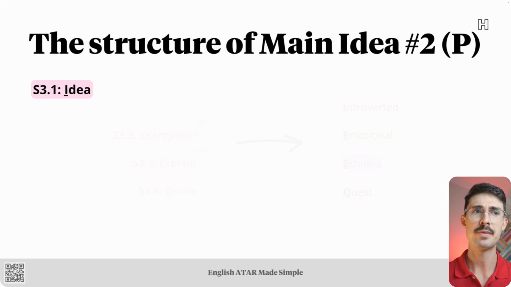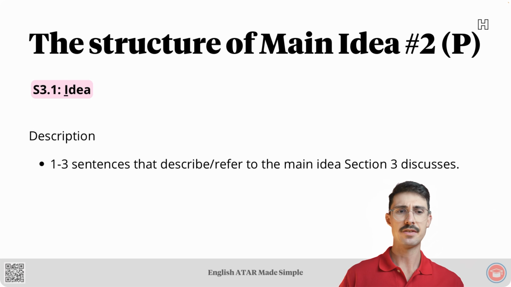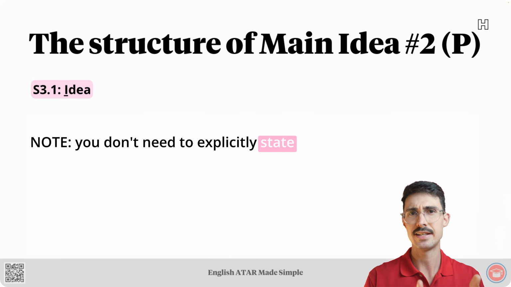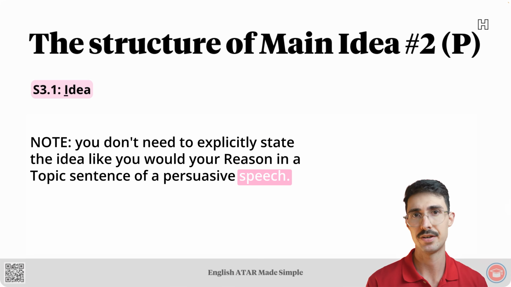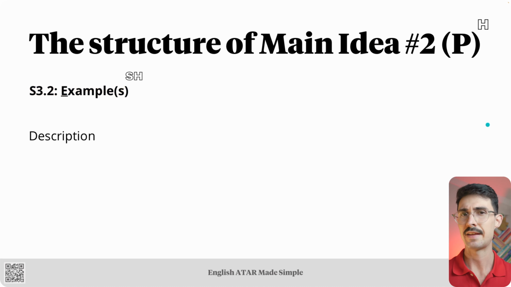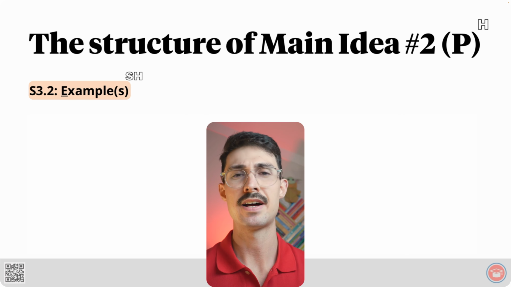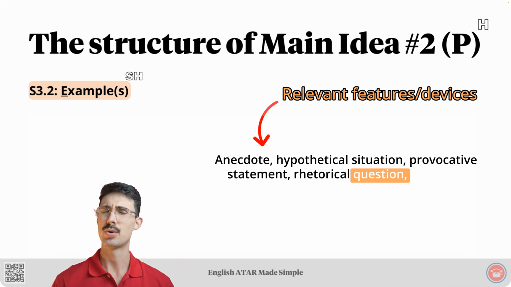Subsection 3.1 should be 1 to 3 sentences that describe or refer to the main idea section 3 discusses. As we said for subsection 2.1, the idea for section 2, you don't need to explicitly state the idea like you would your reason in a topic sentence of a persuasive speech. The next subsection is 3.2, example or examples. We've got a subheading here, and this requires you to discuss 1 to 2 examples that illustrate the finer details of the main idea. Consider using the following devices or techniques: anecdote, hypothetical situation, provocative statement, rhetorical question, concession, preempting, expert opinions, and quotes.